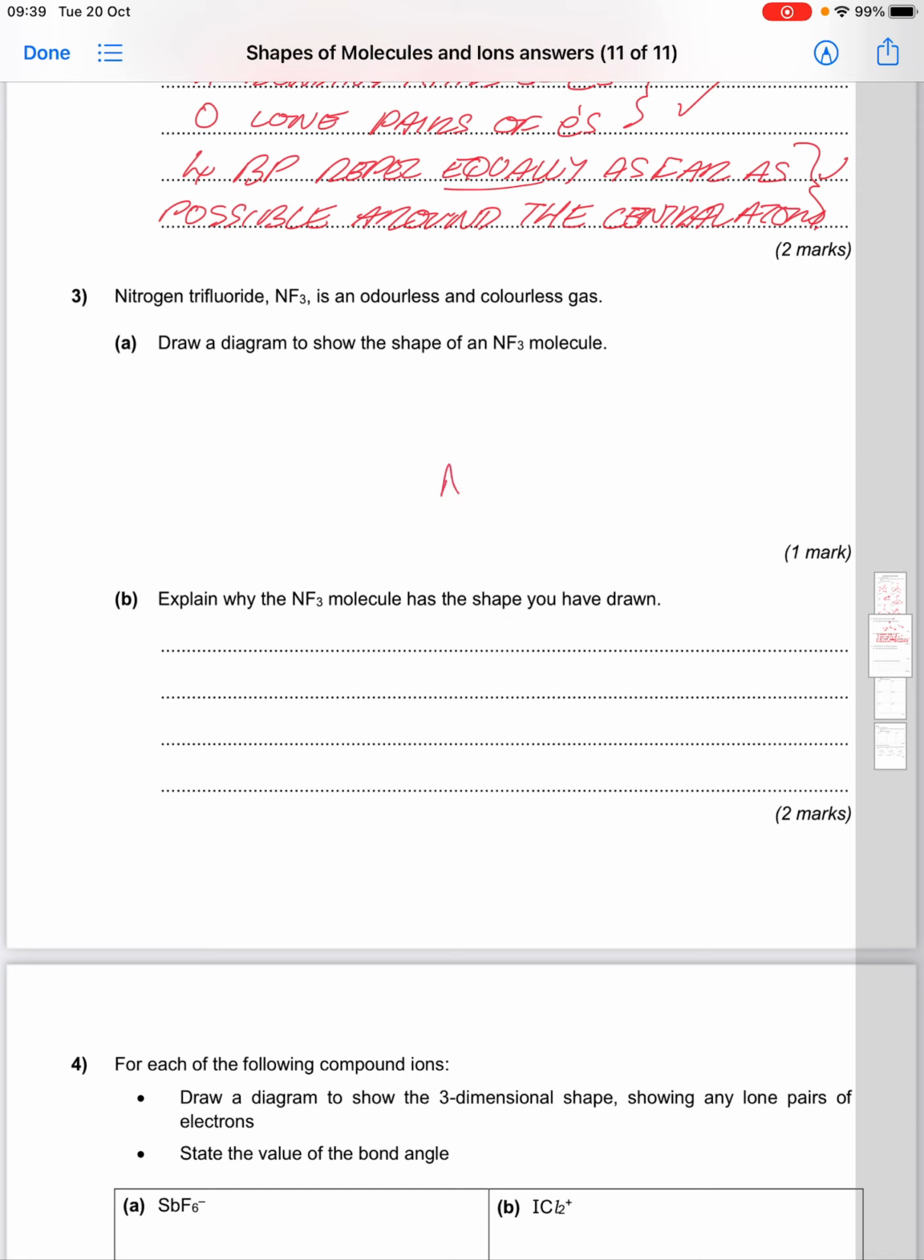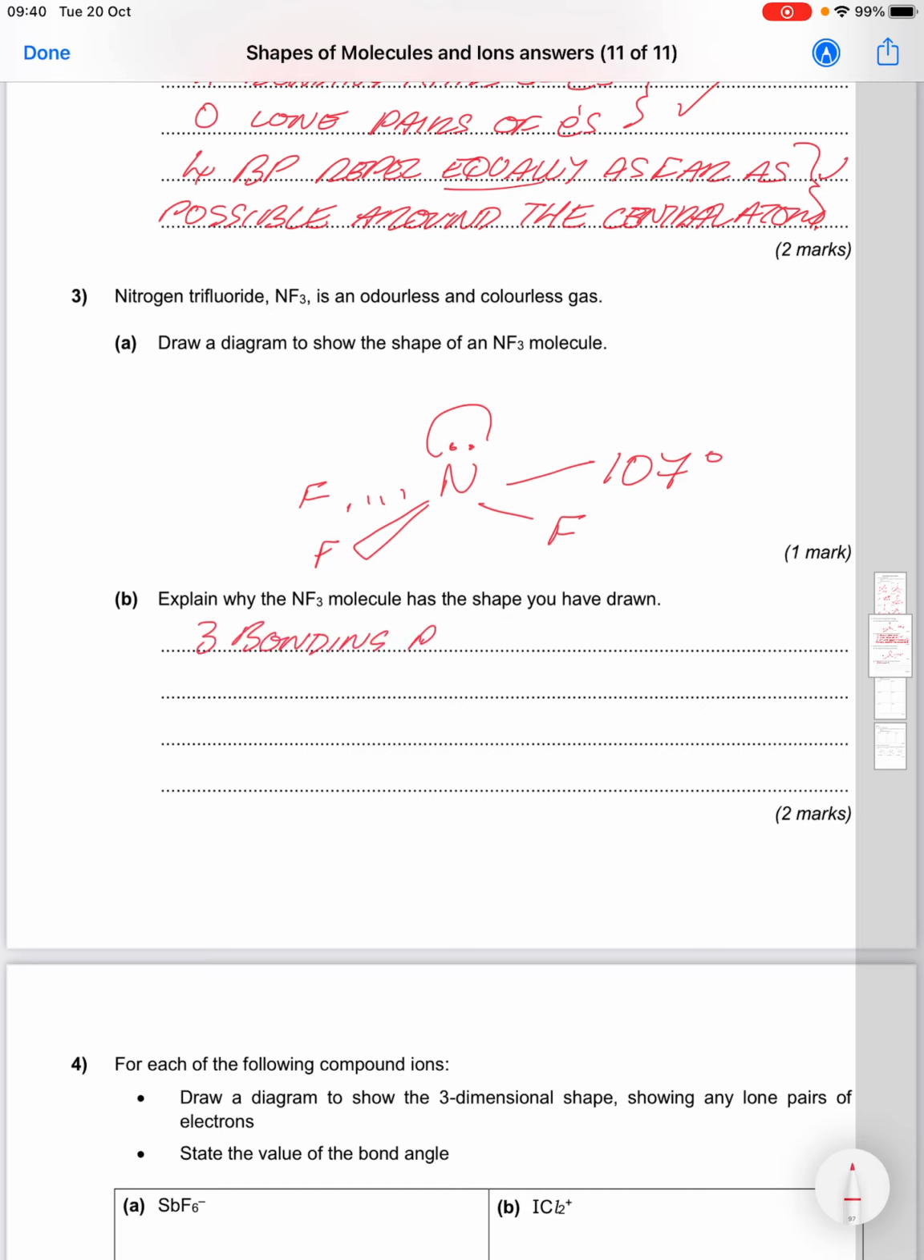So let's pop that on here. So nitrogen, lone pair, fluorine, fluorine, fluorine, bond angle of 107 degrees, and then explain why it is the shape that we've got. So we start with all the pairs of electrons. So we've got 3 bonding pairs of electrons, 1 lone pair of electrons. Okay, so that will be one of the marks.